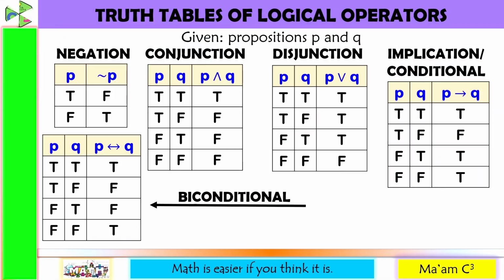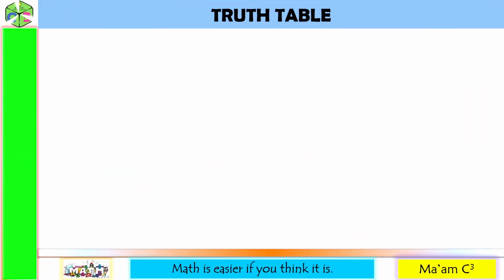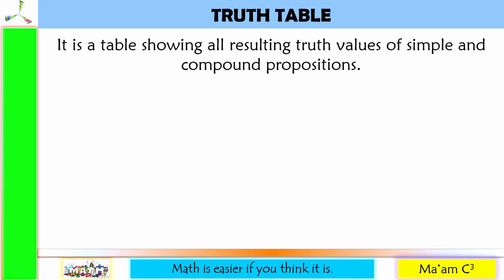Previously in our lesson, we have discussed logical operators and their corresponding truth tables. It is imperative that you know this because we are going to use our knowledge here in today's lesson. Constructing truth table. Let us formally define truth table. It is a table showing all resulting truth values of simple and compound propositions.